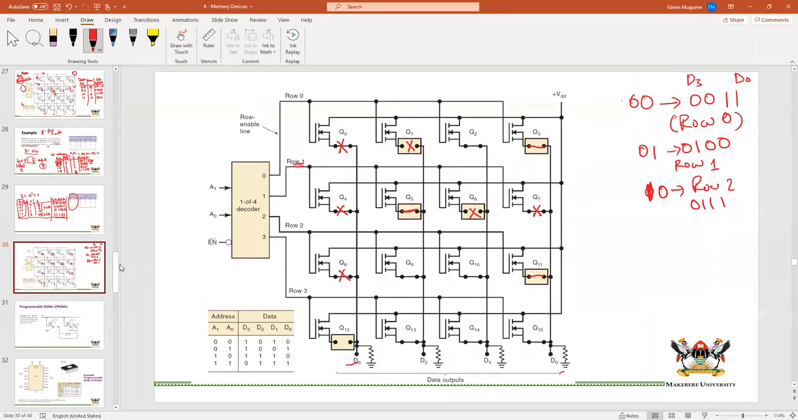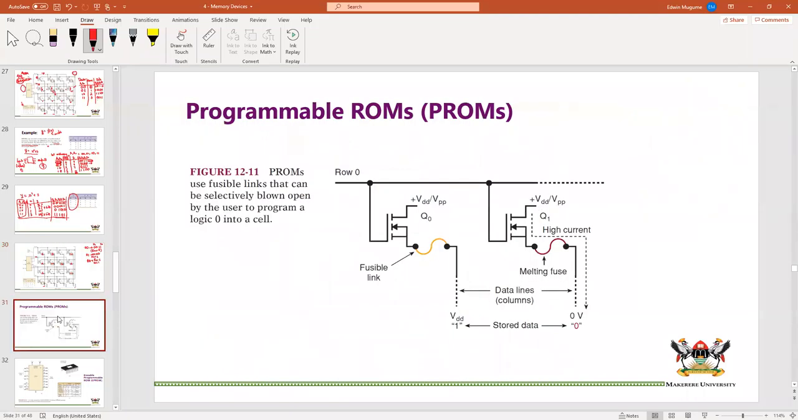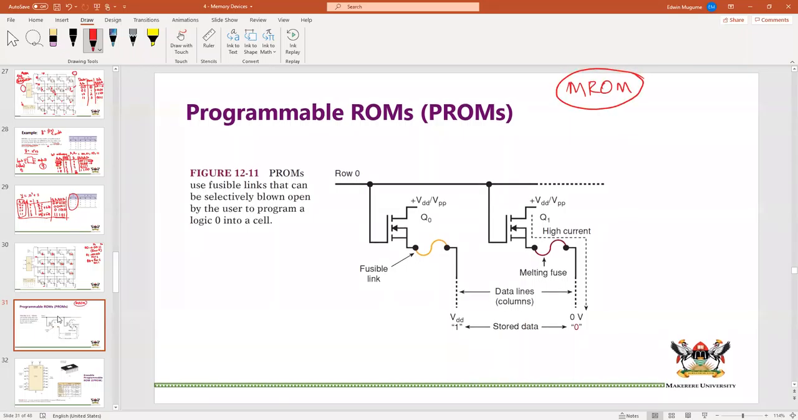And so to alleviate that problem, they came up with a ROM that is called programmable ROM. It is almost like MROM. The only difference between MROM and PROM is that MROM is programmed by the manufacturer at the manufacturing stage, and the PROM is programmed by you.